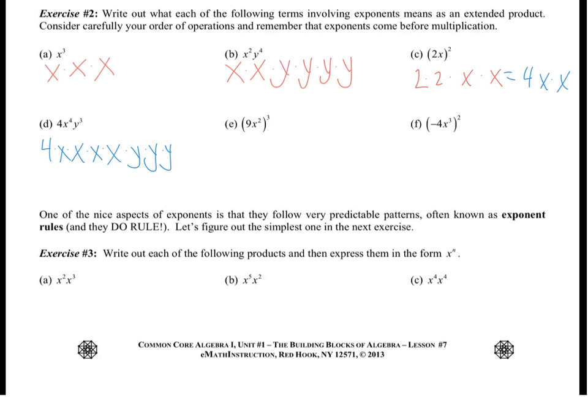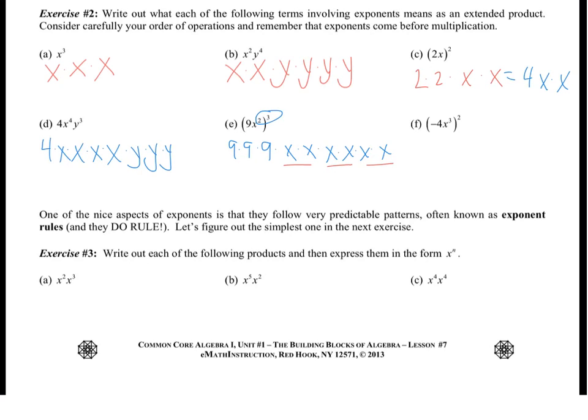But then we look at letter E and 9x squared. So there's some interesting stuff going on here. We have 9 to the 3rd power and we have x squared to the 3rd power. So 9 to the 3rd power is just 9 times 9 times 9. But then I have x to the 2nd power, so x times x, and we have to do that 3 times. So we have x to the 2nd power times x to the 2nd power times x to the 2nd power. So you really end up with 6 x's.